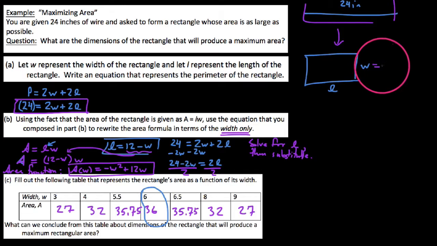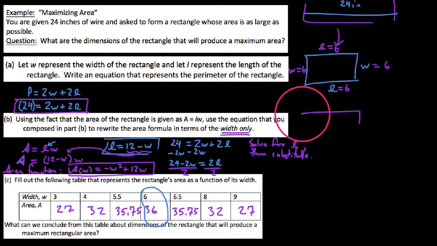Looking at this contextually, if the width was 6 and the perimeter all added up to 24, then the length would have to be 6 also, and this would also have to be another length of 6. In other words, this would have to be a square. So in order to make a maximum area, it is definitely going to need to be shaped like a square. As the width gets smaller or bigger, the length gets longer, and we start to get something that looks more like this, which takes up less area than this right here.